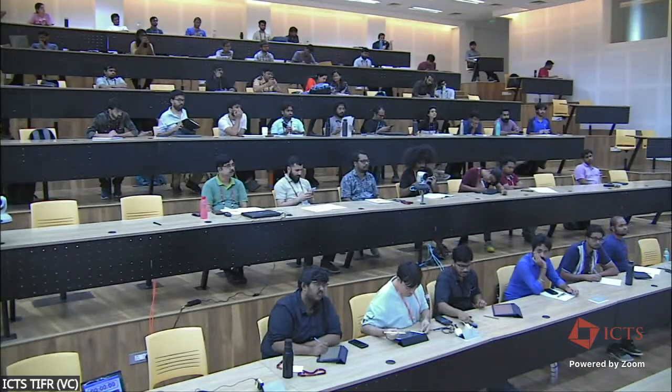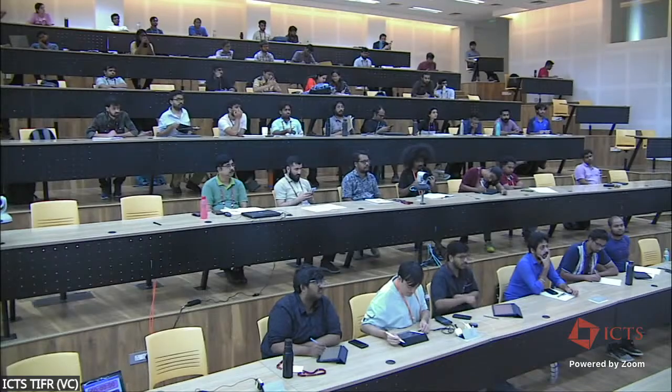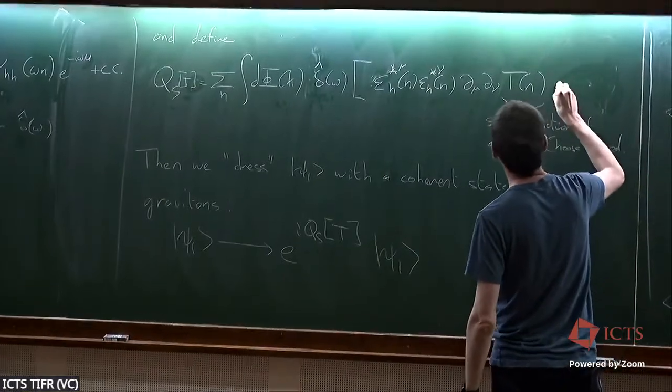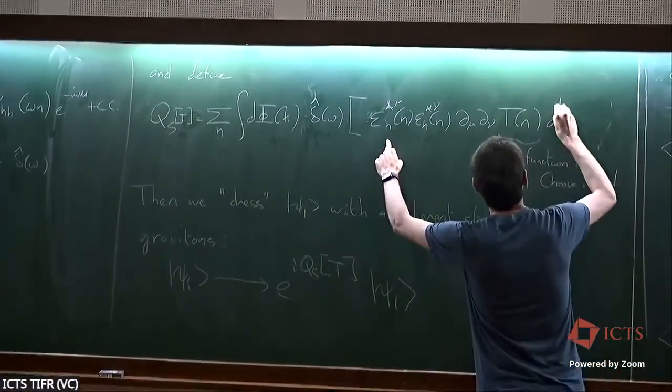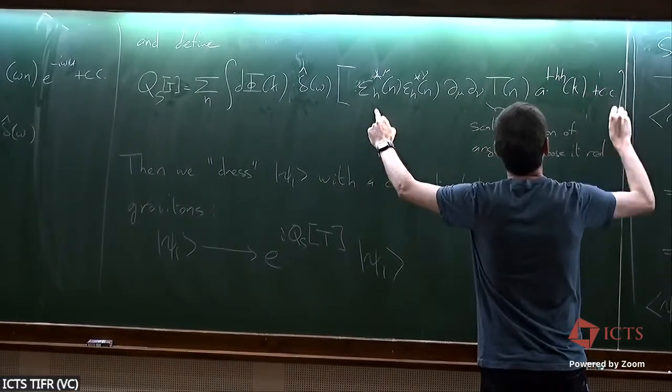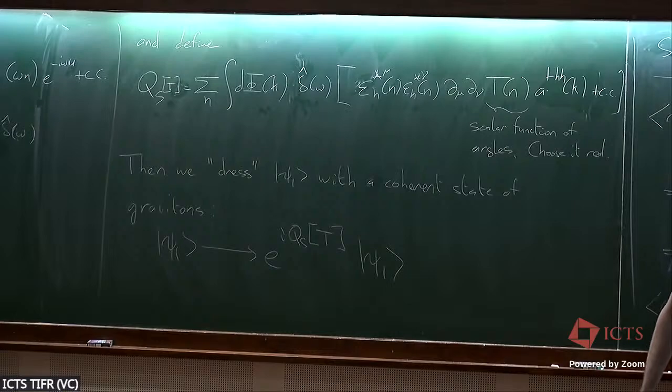Oh, it doesn't have an operator. It's because I left out the operator. You're right, thank you. Yeah, it doesn't make any sense. So A dagger HH of K. Thank you. Important correction.